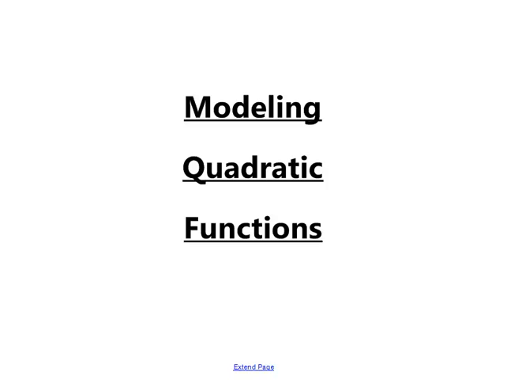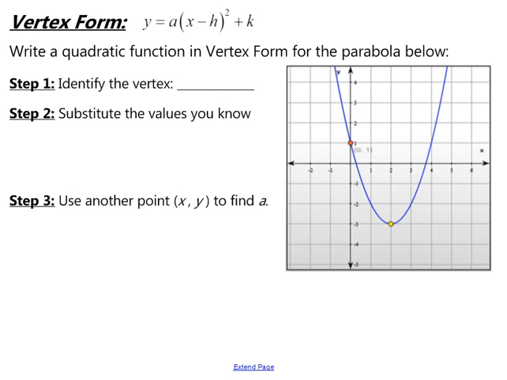Modeling quadratic functions. We want to learn how to write a quadratic function in vertex form from the graph of the parabola below. The first thing we need to do is identify the vertex. Here's our vertex, so we want to identify the coordinates (2, -3). Then we want to substitute those values into the vertex form: y = a(x - 2)^2 - 3.